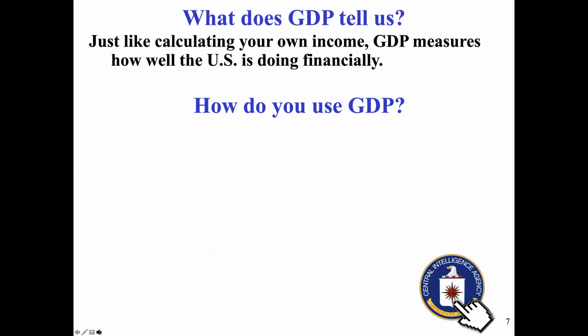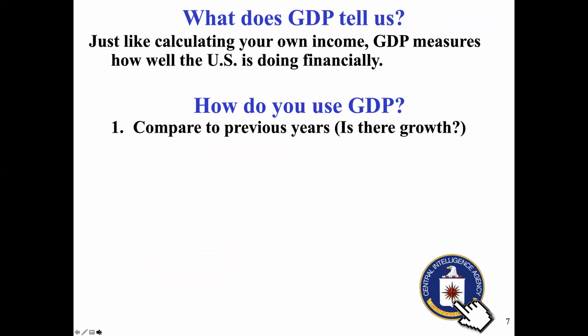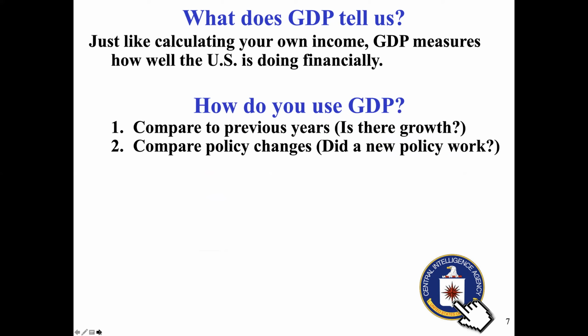All right. How do you use GDP? First thing we're going to use it for is comparing from year to year. So is there growth, right? What happened to the standard of living for individuals over the last 10 years, over the last year? Okay? And more specifically to that, we can compare policy outcomes. So the government passed this huge stimulus package to try to help economic growth. Did it actually work?